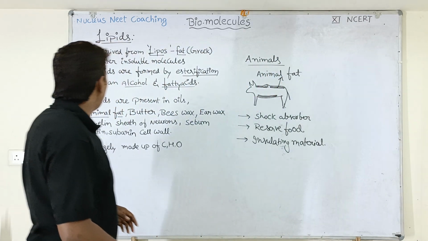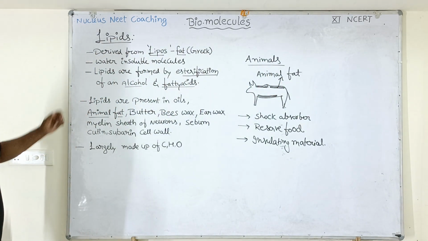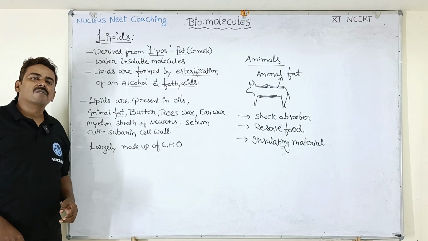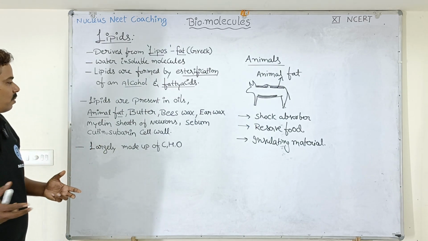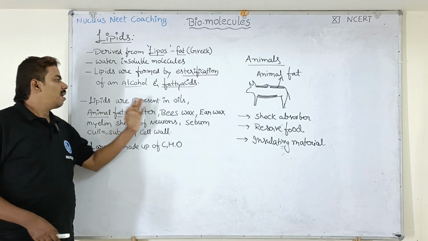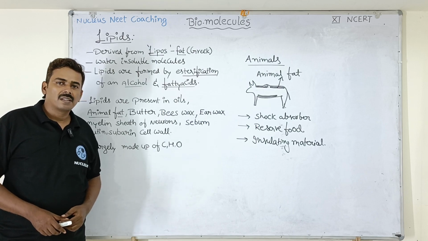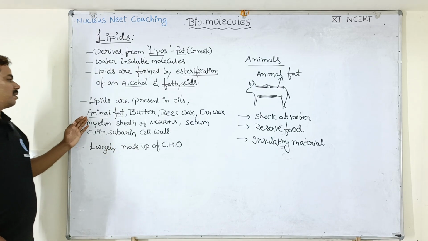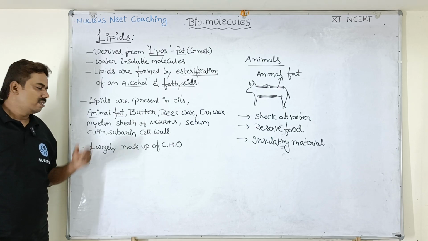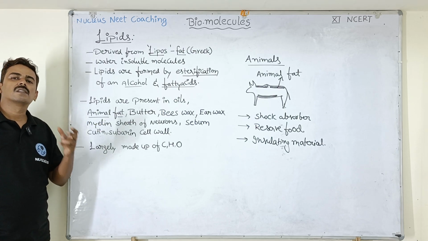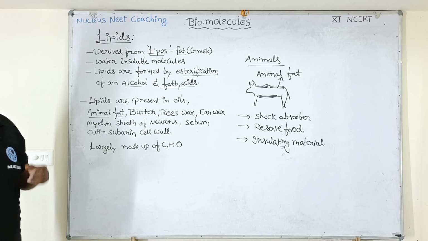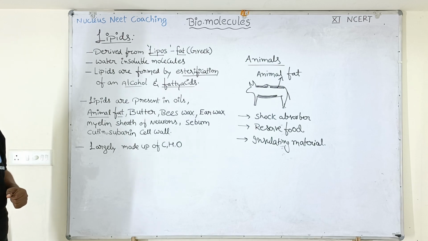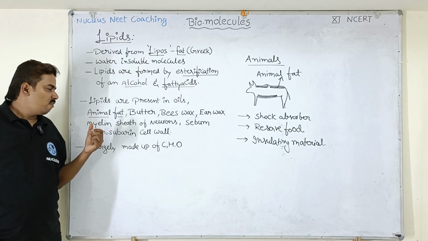Lipids are present in which materials or compounds can we see? Lipids are present in all the oils, including the vegetable oil. Lipids are present in animal fat. The animals store the fat under their skin in specialized tissue called adipose tissue. So that is called animal fat.